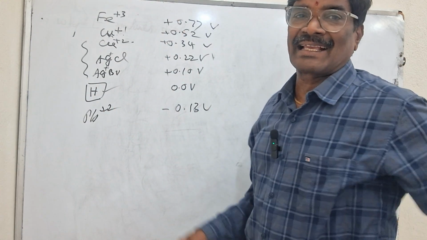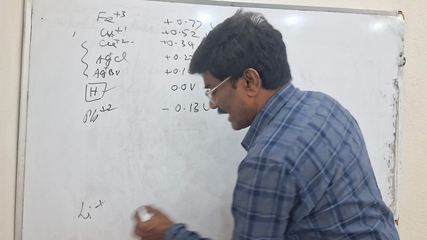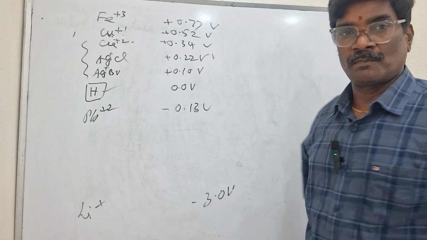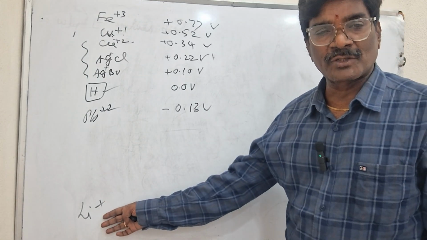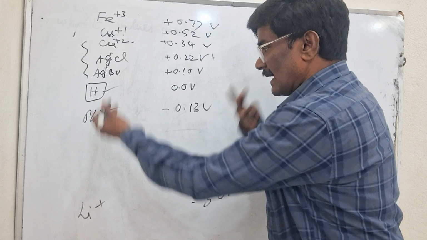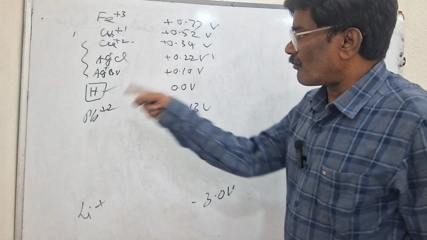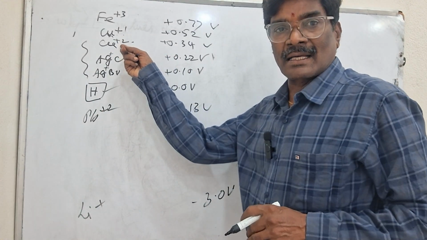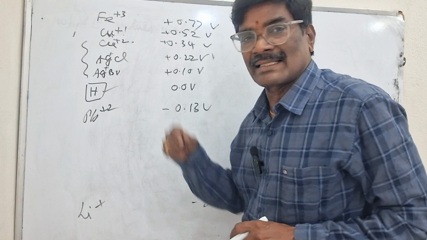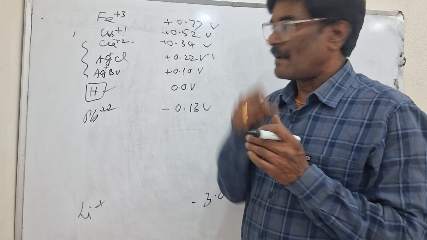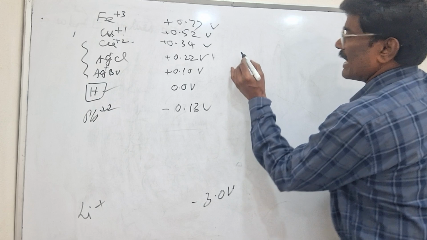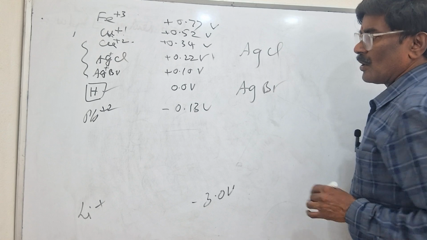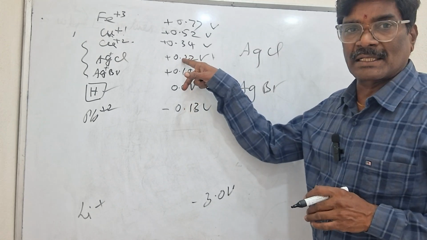Here reducing nature increases. The highest reducing is Li, minus 3.0 volts, as we have seen. Highest negative, the strongest reducing agent. So reducing nature increases down the group. If you watch carefully, what is there? Hydrogen can reduce it, or can copper oxidize hydrogen? That point is important. Before that, let us discuss AgCl, AgBr. Why is it less positive, more positive?